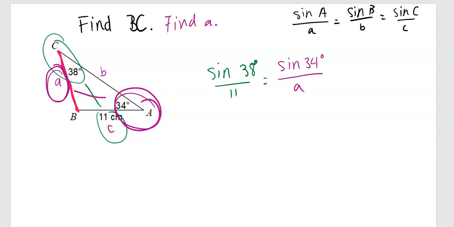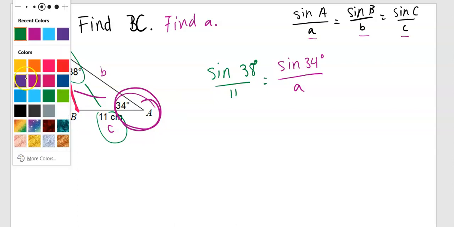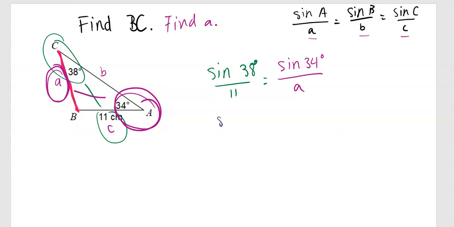Another way you can write this formula is with all the side lengths in the numerator and the trig function in the denominator. It'll still give you the same thing. So even though I set it up like this, I think I'm going to rewrite it so that I have the sides in the numerator. So 11 over sine of 38 degrees equals a over sine of 34 degrees. You don't have to do this. It's not necessary. This is just what I find to be very straightforward and simple.